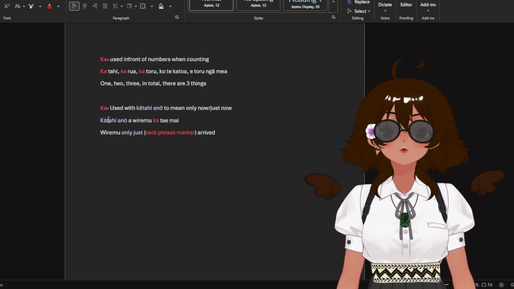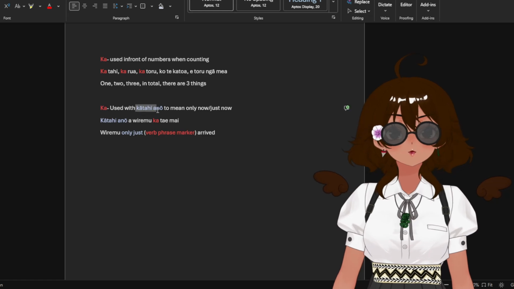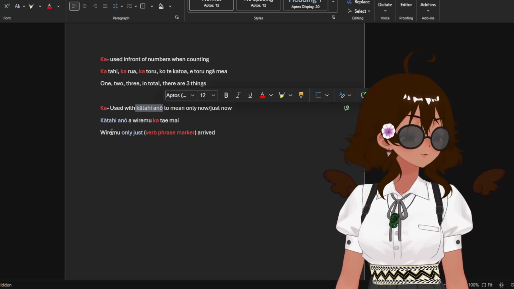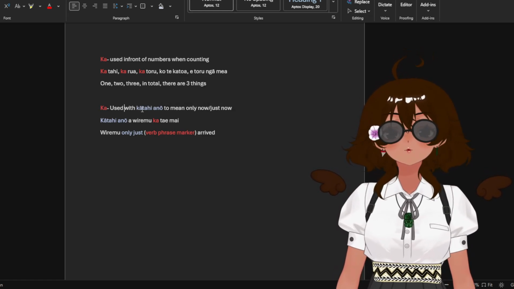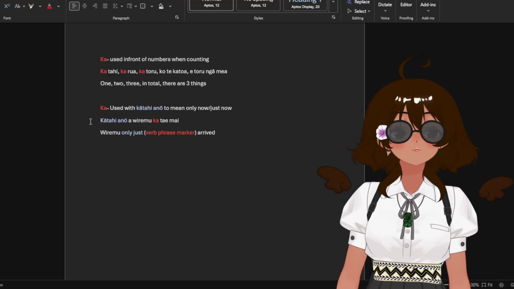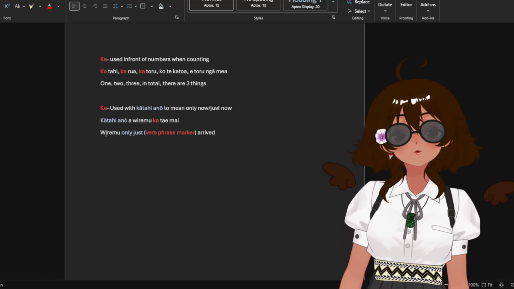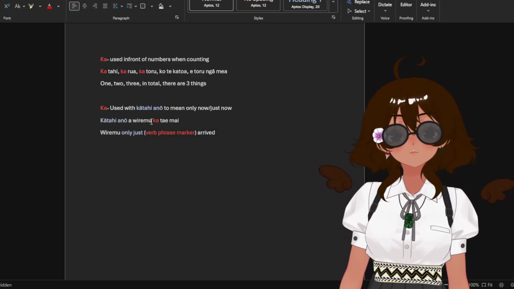Rightio, for our final usage here, I'm kind of cheating right now because this is part of another grammar pattern. But anyways, used with ka tahi anō to mean only now or just or for the first time. Ka tahi anō a Wirumu ka tae mai. Wirumu, only just, verb phrase marker, arrived.